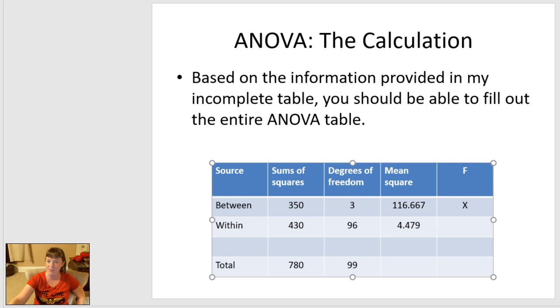And now I can get my F by taking 116.667 and dividing by 4.479. And so then 116.667 divided by 4.479 is 26.048. And so that is my inferential test statistic. This is then my F statistic that I will compare to a critical value. And if it's big, then I will say somewhere among these averages, there are differences, right? Now, this is how you can use a source table to fill in the numbers to organize your thinking.